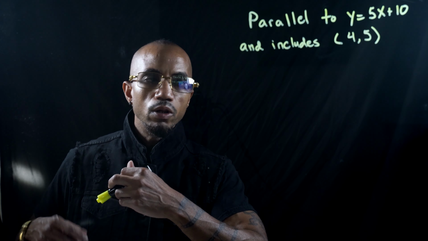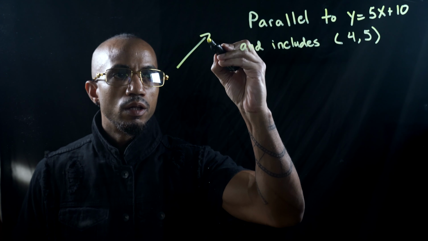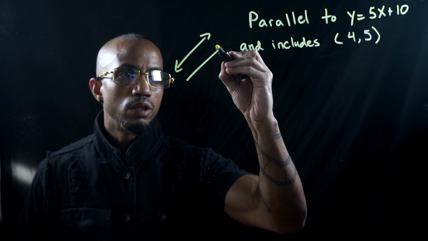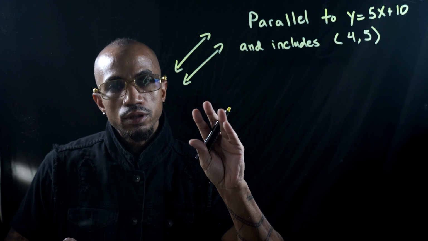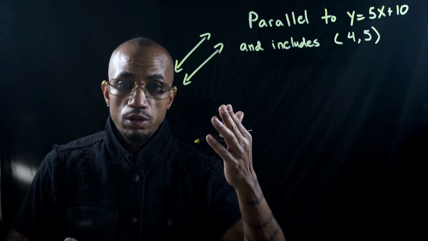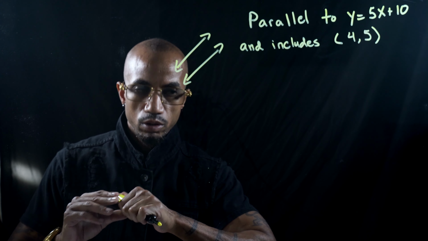Okay, let's talk about parallel lines. First of all, parallel lines are lines that never intersect. They will never meet. And that's because they have the same slope. They have the same steepness. So the key is this: parallel lines have the same slope.